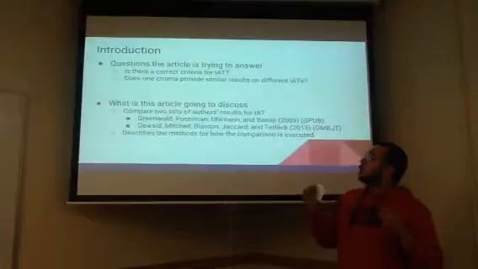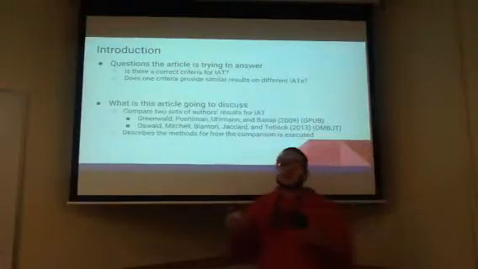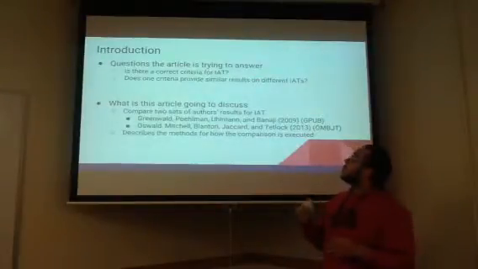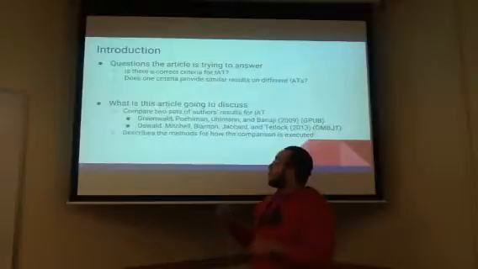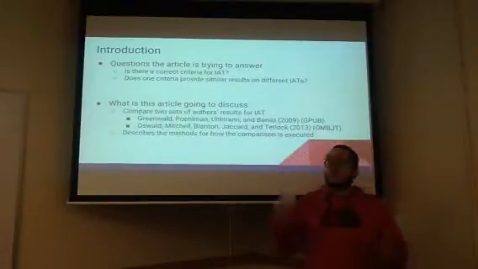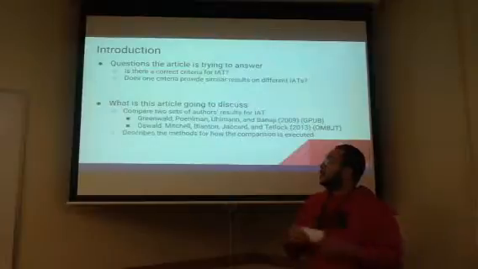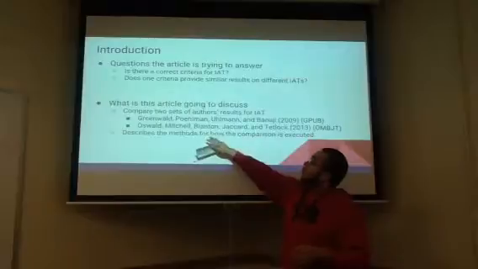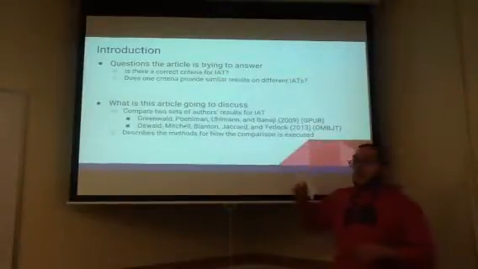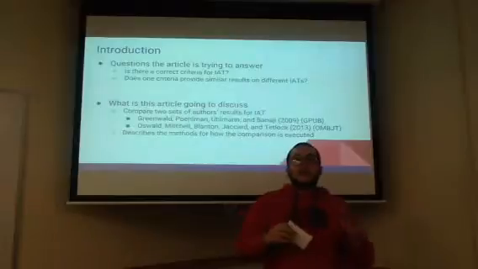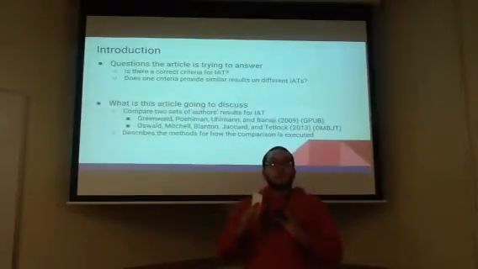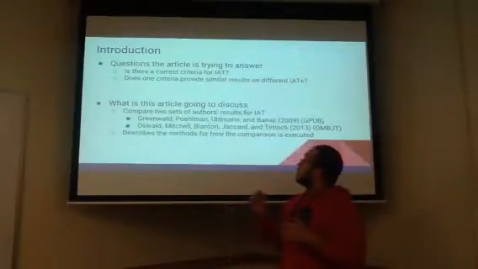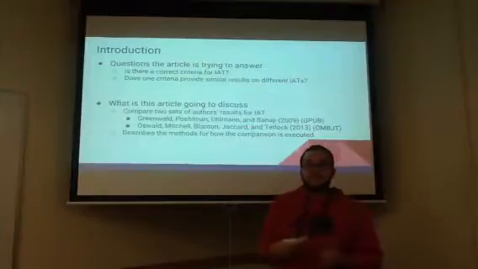So the question that the article is trying to ask is, is there a correct criteria for an IAT, as well as the effect size belonging to it? And then does one criteria provide similar results on different IATs? And then what is the article going to discuss? It's going to compare two sets of authors' results for an IAT. The first set you can see here, which is going to be abbreviated to GPUB, and then the other, you can see on the bottom, is going to be abbreviated to OMBJT. So they both had the IAT focusing on black and white, yet the criteria was different, so this article is going to mainly be providing the differences as well as the methods for how the comparisons are executed.